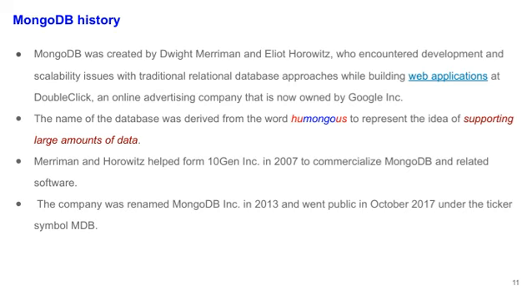In 2007, Merriman and Horowitz took the step of founding 10gen Inc. to turn their ideas into a commercial product, MongoDB and related software. Later, in 2013, the company rebranded as MongoDB Inc., aligning its identity more closely with the database itself. And then, in October 2017, MongoDB went public, listing on the stock exchange under the ticker symbol MDB. So this history highlights how MongoDB evolved from a solution to real development challenges into a major publicly traded company, underscoring its importance in the modern data landscape.